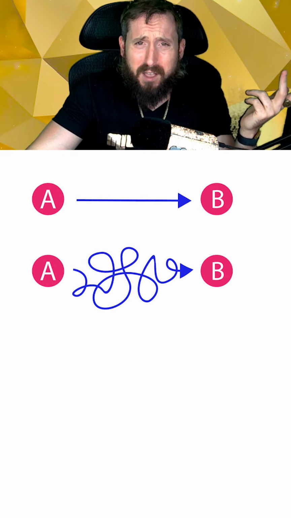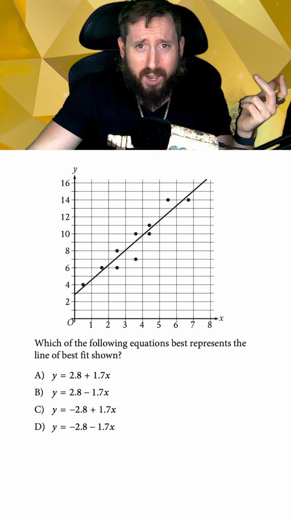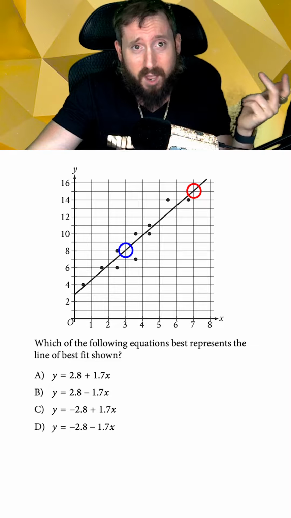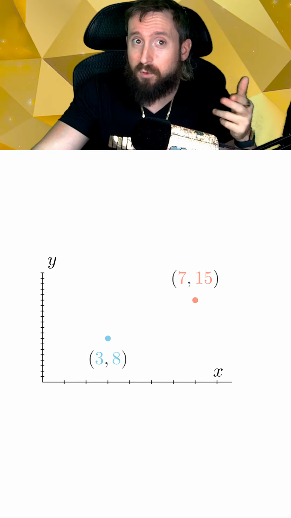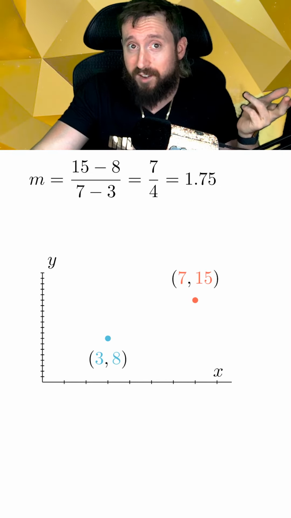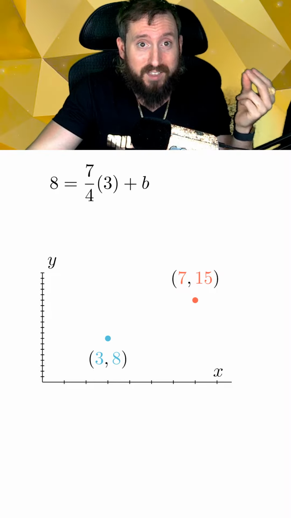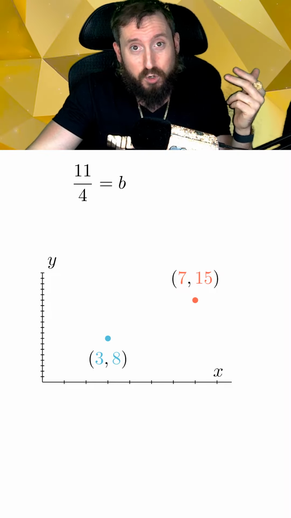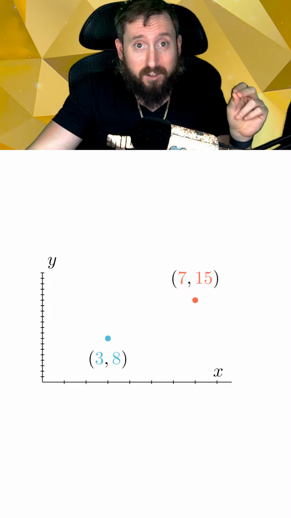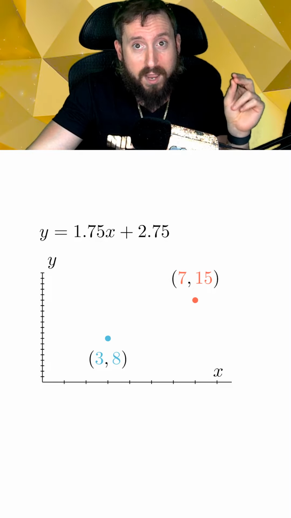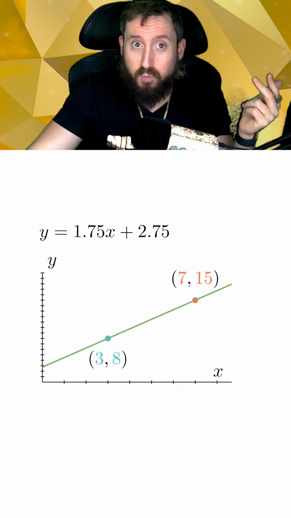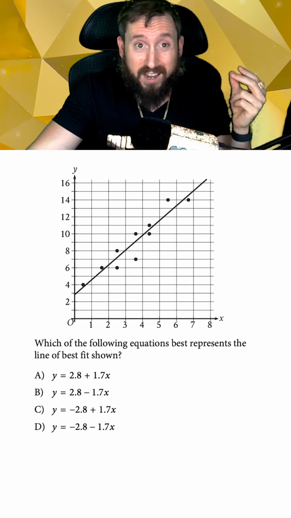We could have figured this out the long way by picking 2 points on the line, 7, 15 and 3, 8, calculating the slope, which equals 7 over 4, or 1.75, and then plugging in a point to find the intercept of 11 over 4, or 2.75. This would give a final equation of our best fit line to be y equals 1.75x plus 2.75, which looks the most like answer choice A.